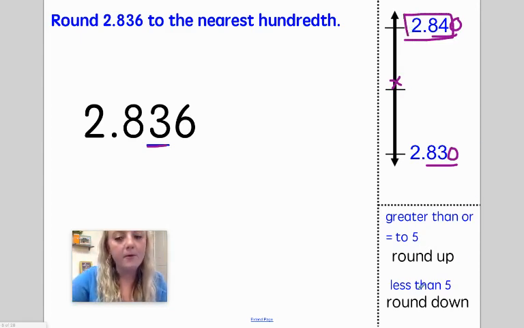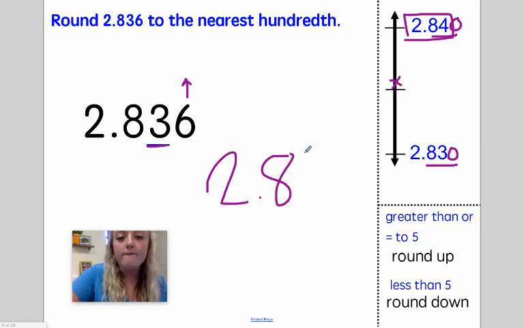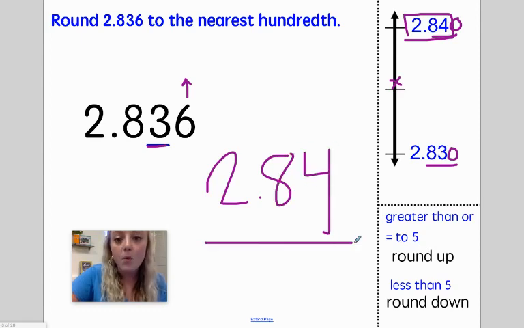Let's look at this method too. If I underline the place value I'm rounding to, I've got to look to the digit to the right. If it's greater than or equal to 5, I round up. But if it's less than 5, I round down. 6 would be 5 or more, so I would raise the score. What that means is that I'm rounding up. I'm going up a place value. So if I have 83 hundredths, this 3 is going to go up 1 and round to 2.84. 2 and 84 hundredths.